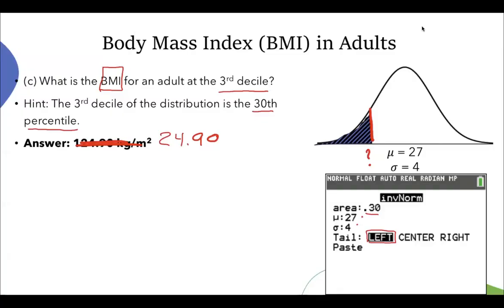So most of the time, these questions are obvious. When it says top, it's talking about the right side. When it says bottom, it's working on the left side. When it uses deciles, percentiles, or quartiles, you're also talking about the left side. The only case where it does get a little tricky, and we saw it with reaction time.